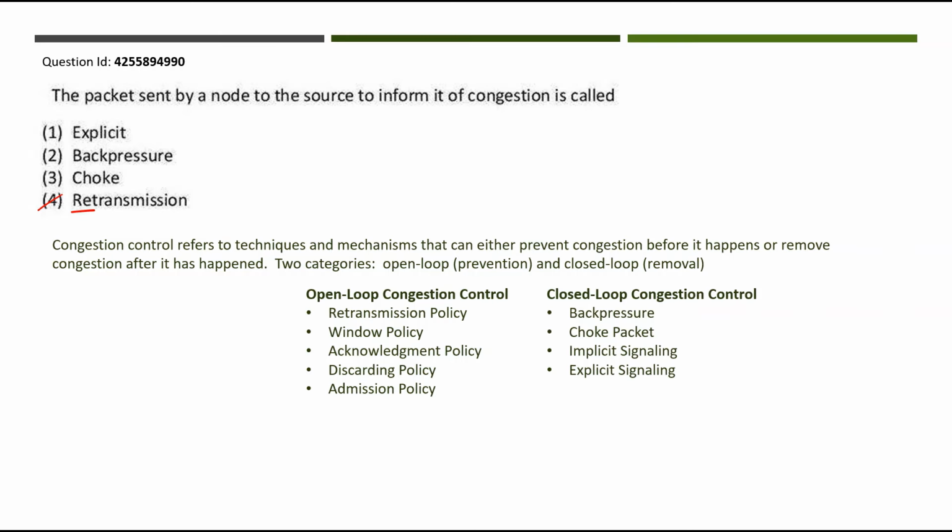Next we will see closed loop congestion control. Under this we have back pressure, choke packet, implicit signaling and explicit signaling. Now let's see about the option. What is this explicit signaling? The node that experiences congestion can explicitly send a signal to the source or destination. Here there is a choice between source or destination, but the question is clearly stating it will be to the source. So definitely it is not explicit signaling.